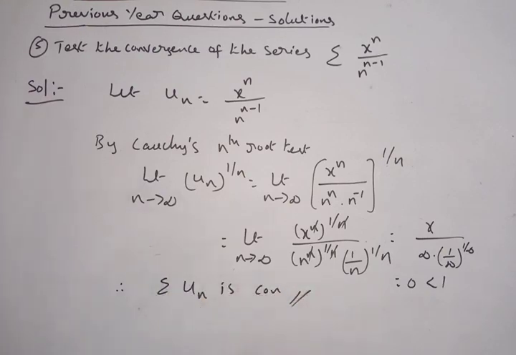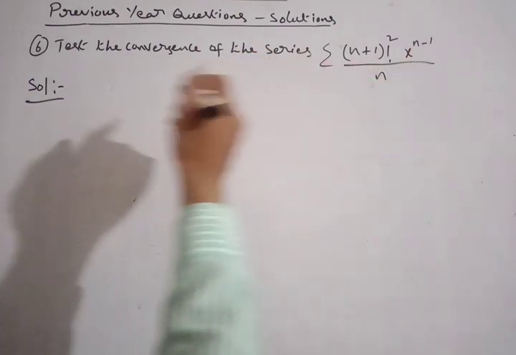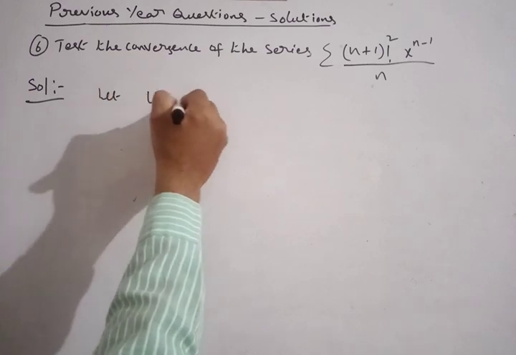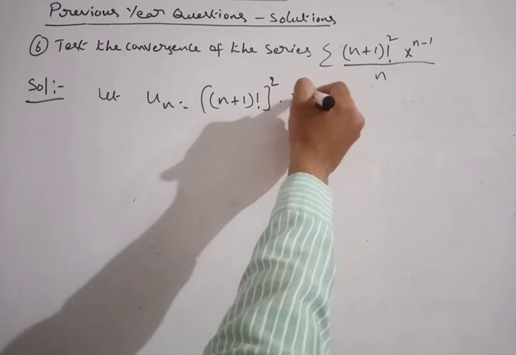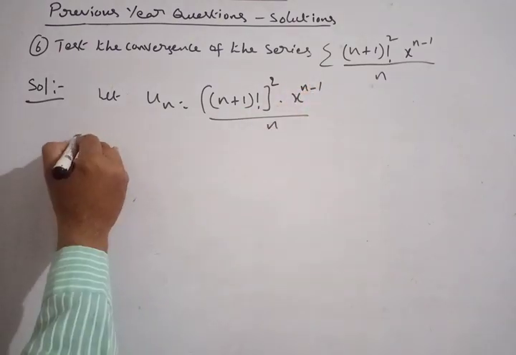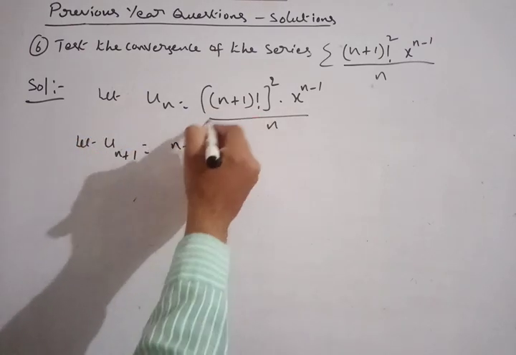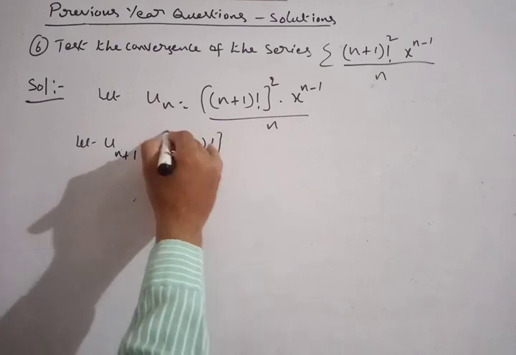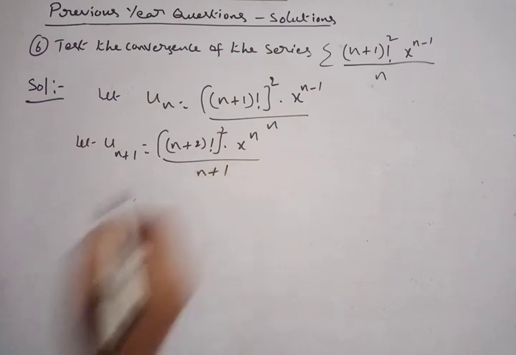Okay, understood this problem? This is one more problem. Next, see the next problem: sigma of n plus 1 factorial whole square x power n minus 1 by n. Let un is equal to n plus 1 factorial whole square into x power n minus 1 by n. Since x is there, start with D'Alembert's ratio test. Taking un plus 1, we get n plus 2 factorial whole square, x power n plus 1 by n plus 1.